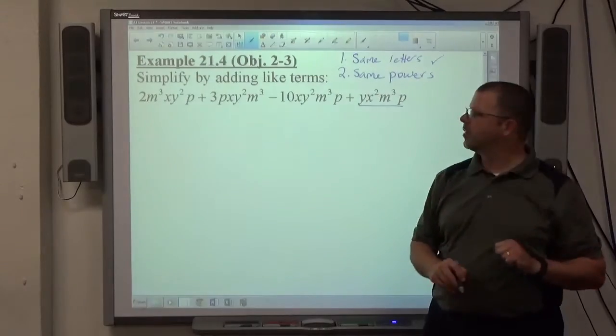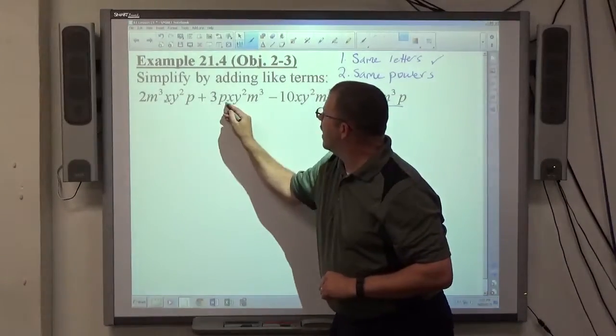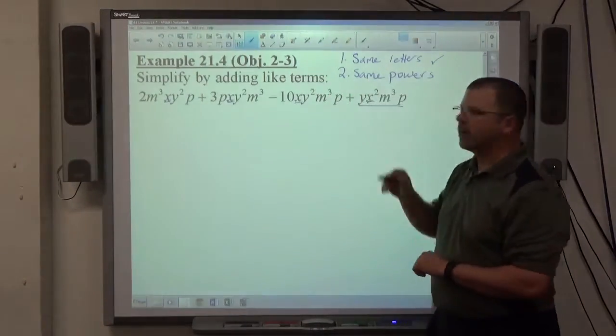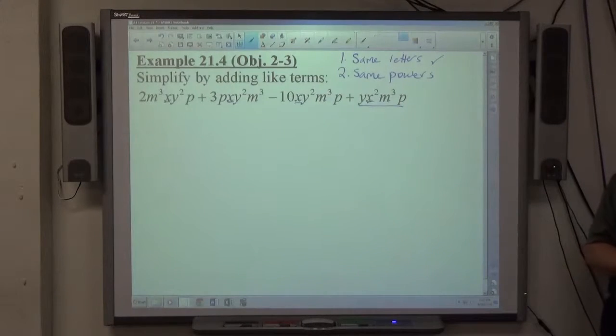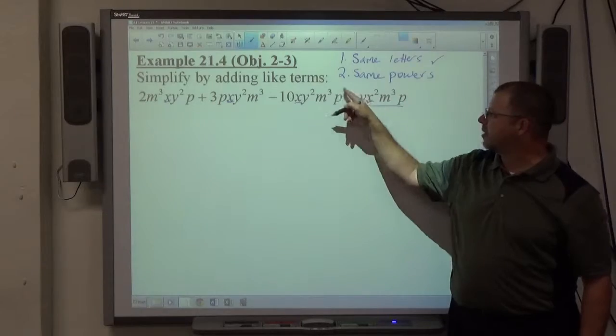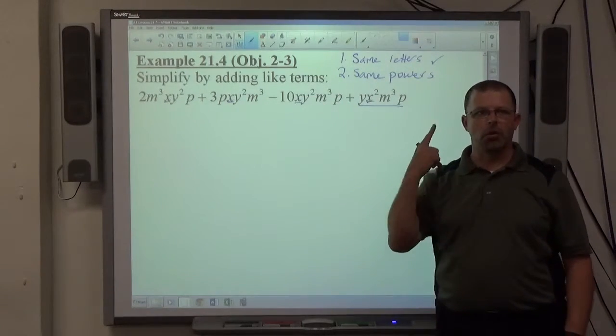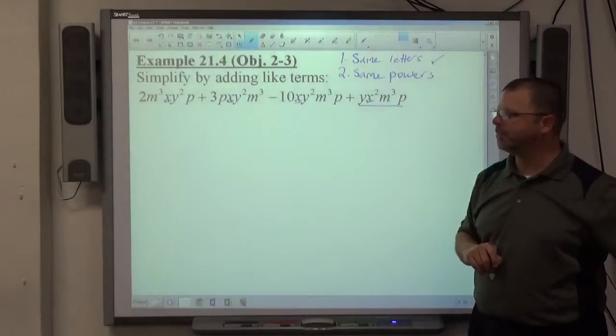This is not a like term because, again, X to the first, X to the first, X to the first, X squared. As soon as one letter doesn't match up, it doesn't matter about the rest of them. The Y didn't match up either. This Y is to the first, those Y's are squared. But again, only one letter out of sync doesn't count.